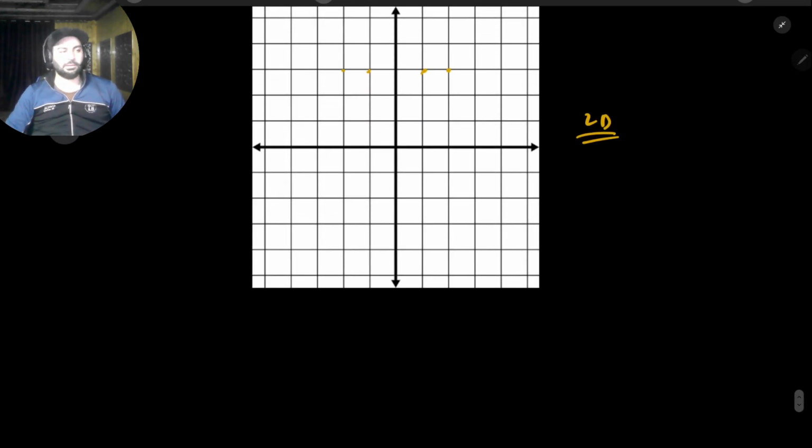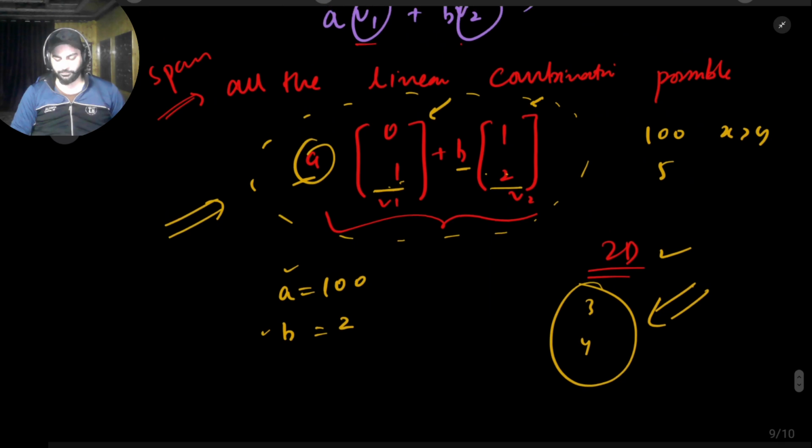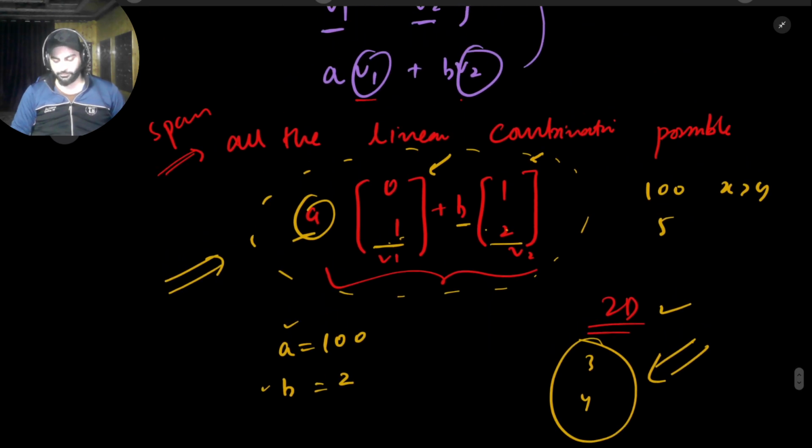Sir, then I want to create a vector that has the value of y equal to 0 and a positive value of x. Yes. You can also do that. So how to do that?